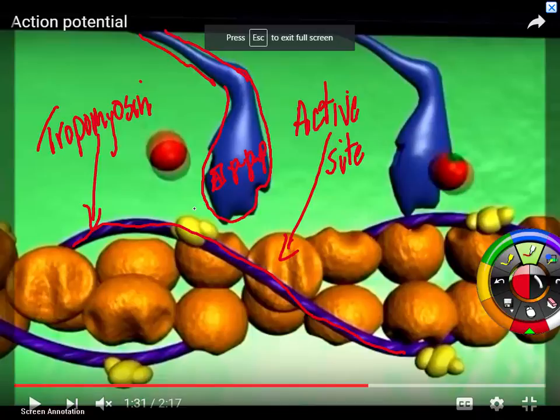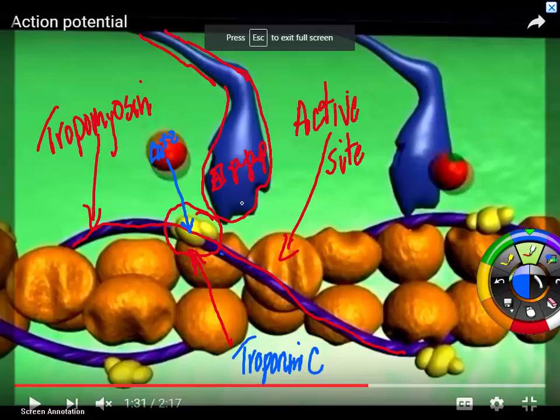Now, this is also important. Sitting on the tropomyosin molecule is the troponin complex. The troponin complex, this is called troponin C. And guess what binds to troponin C? Calcium binds to troponin C. And when calcium binds to troponin C, it's going to cause the tropomyosin molecule to twist out of the way.